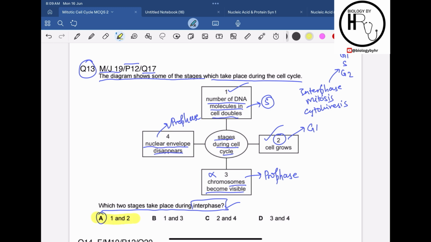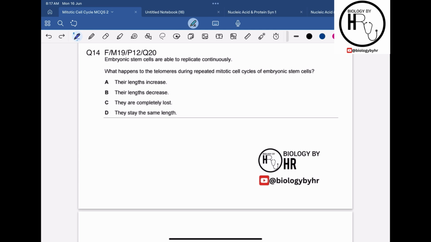I hope that this MCQ is clear to all of you. Alright, so now let's move on to question number 14 over here, which is from February-March 2019, paper 1, question 20. The question says that the embryonic stem cells are able to replicate continuously, okay? Then further in the question they are asking what happens to the telomeres during the repeated mitotic cell cycles of the embryonic stem cells.